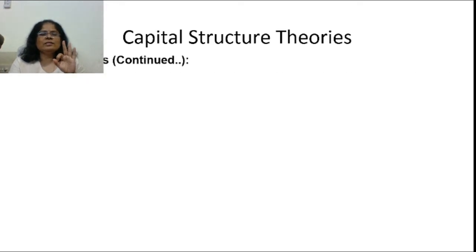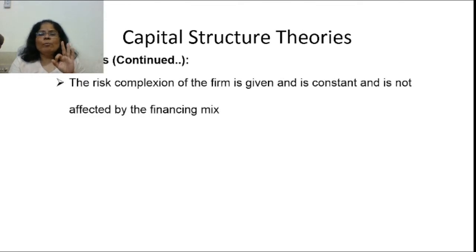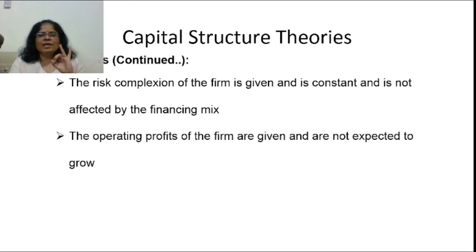Let us continue the assumptions in the next slide. The risk complexion is constant. Whatever risk you are assuming is constant, and it is not going to affect either raising funds through debt or equity. There are other assumptions. The operating profits, whatever you expect every year, are constant. They are not changing. So only then can we define the capital structure theories.